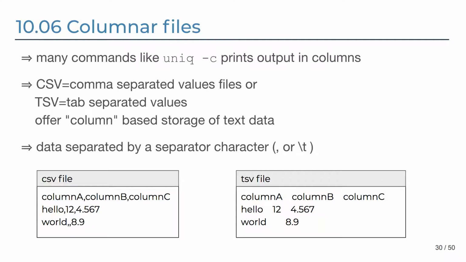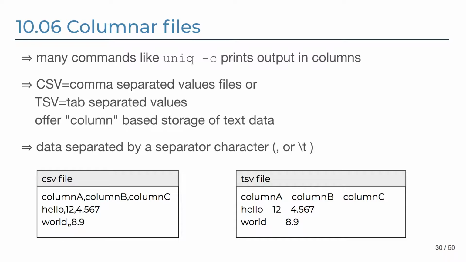All right, it's 53, that means let's continue. And so the next topic I want to speak about is columnar files. And why is this important again? Well, first of all, many commands like uniq -c print output in columns. So we want to know how we can work with columns efficiently.